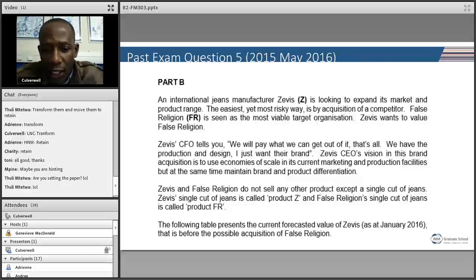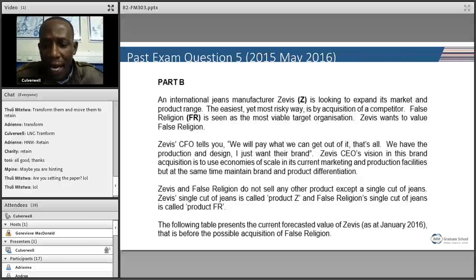Zevis and False Religion do not sell any other product except a single cut of jeans. It's so important for your interpretation, because these two companies are only selling jeans. Z sells the jean called product Z, and False Religion sells the jean called product FR. Zevis's single cut of jean is called product Z, and False Religion's single cut of jean is called product FR.